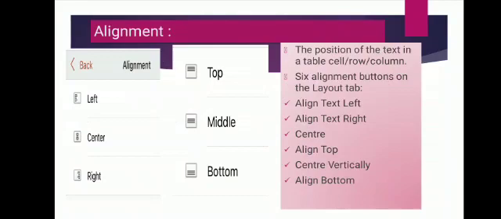Means if you want to start typing from the left corner, then you will select align text left. If you want to start your typing from the right side, you will select align text right. If you want to start from the center position, you have to select center. Similarly, if you want to start your typing from the bottom of the page, then you will select align bottom. Clear? So all the 6 alignment buttons work according to their names. This is as simple as it is.